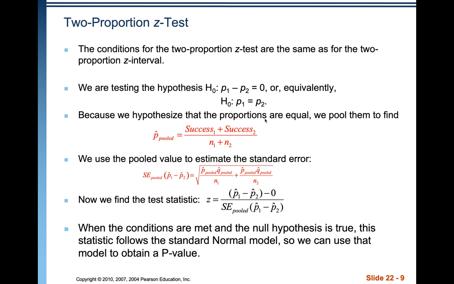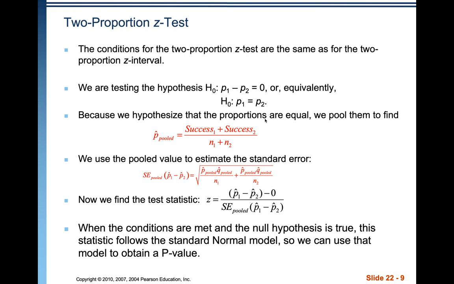Okay, so the two proportion z-test. The conditions are going to be the same as for the two proportion z-interval. We are testing the null hypothesis P1 minus P2 is equal to 0, or equivalently, P1 equals P2. Because we hypothesize that the proportions are equal, we pool them to find that pooled proportion, and then based on that, we find the pooled estimate of the standard error.